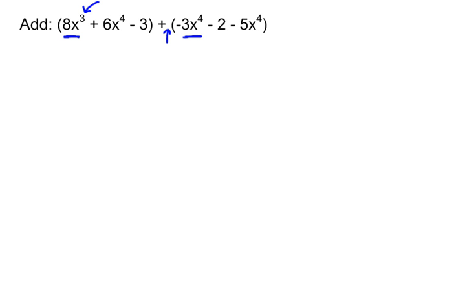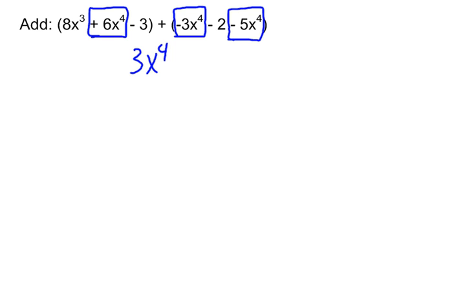But if you take a close look, the first one in the second set is to the fourth power. I cannot combine that with 8x to the third. However, we can combine it with anything that does have an exponent to the fourth power. So I can combine my 6x to the fourth, my negative 3x to the fourth, and my negative 5x to the fourth. So 6x to the fourth minus 3x to the fourth would be 3x to the fourth. And 3x to the fourth minus 5x to the fourth would be negative 2x to the fourth.